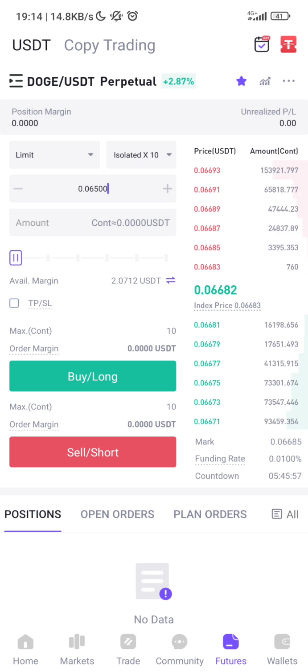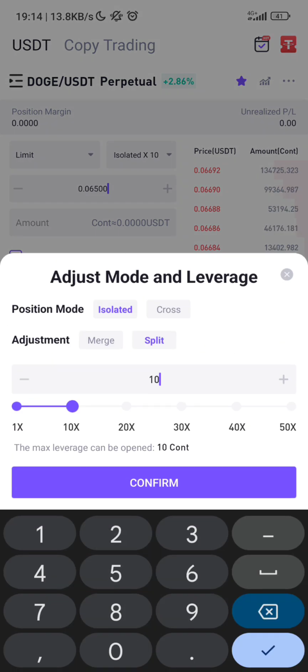So the next one we have here is isolated X10, right? Isolated X10 is talking about your leverage. This is one of the most interesting parts of the whole CoinW futures trading interface, because most exchanges don't have these features yet. You can't find this option there. So we have the isolated and we have the cross.